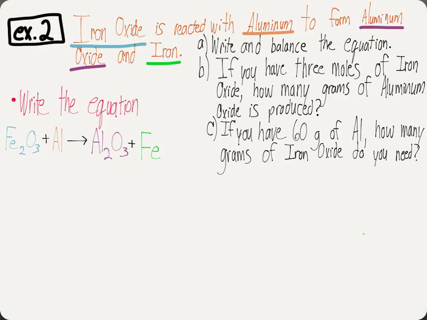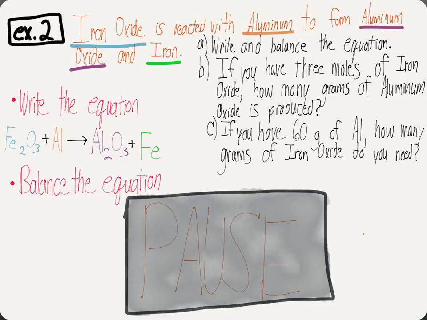Then next we have aluminum oxide. Since aluminum has a charge of +3 and oxygen has a charge of -2, we simply switch the two numbers and come up with the answer Al2O3, and then we have plain iron there. Our next step is to balance the equation. So once again, I'm going to have you pause the video real quickly so you can go over this with yourself.